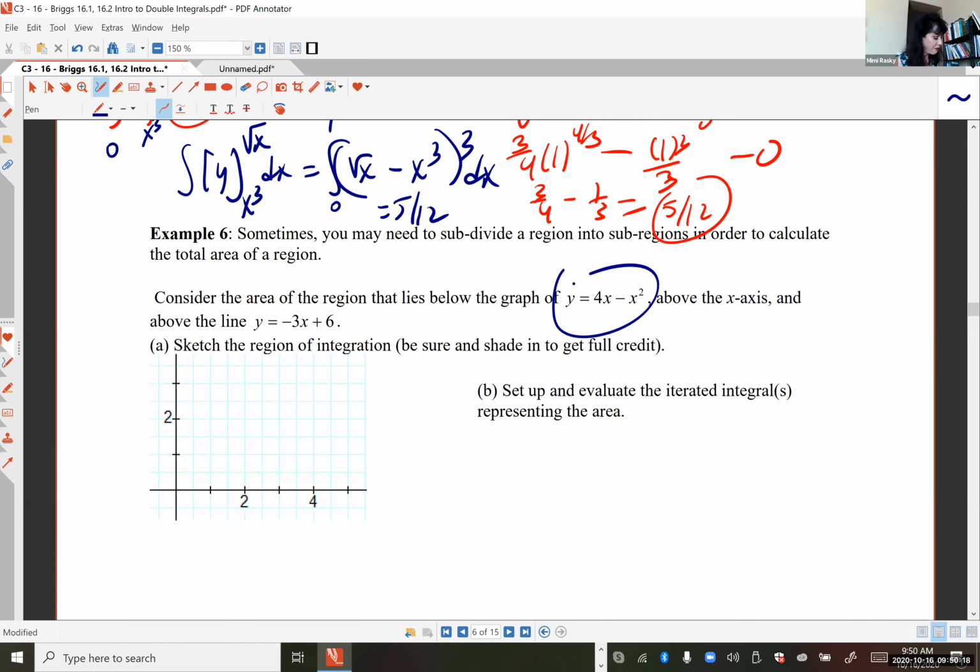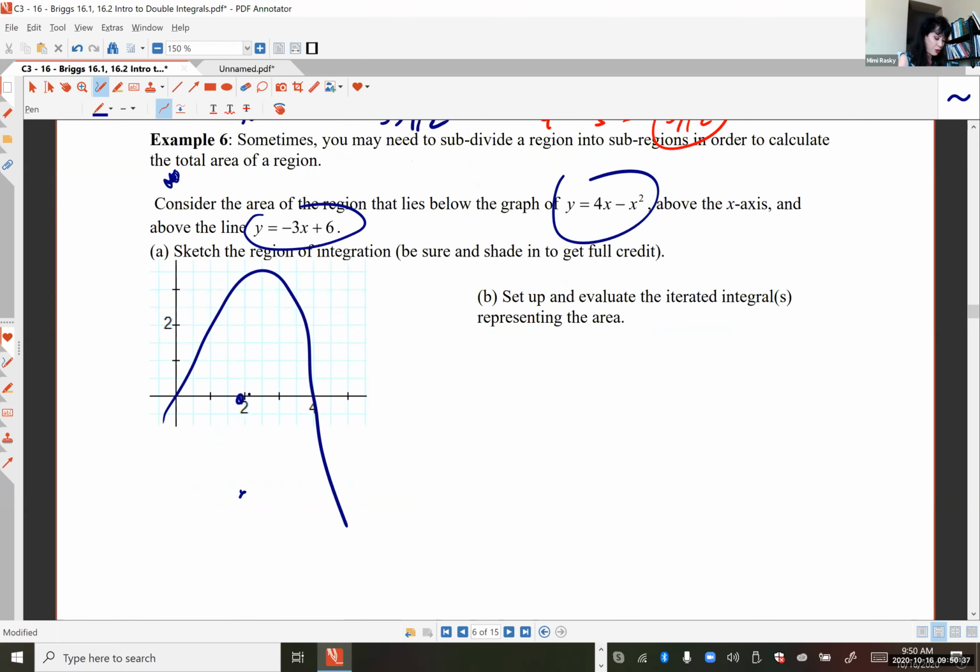Check out this graph, 4x minus x squared, and that turns out to be, hopefully I can draw this pretty well, an upside down parabola like that. And then when you graph the straight line, negative 3x plus 6, well, 6 is way up here. That's the y-intercept. And it's going to turn out that 2 is the x-intercept. So that thing is going to come screaming down like that.